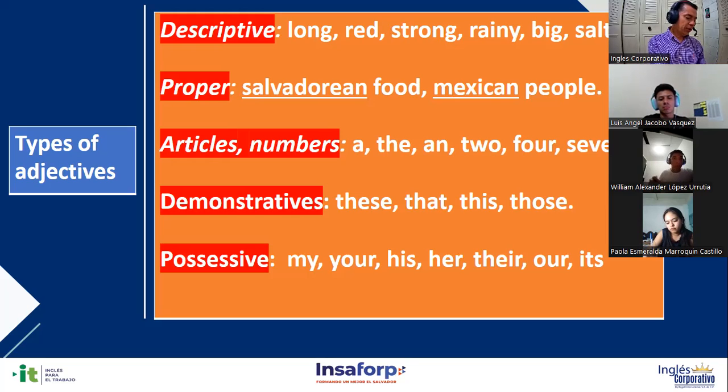Permítame, por aquí tenemos ya Wilson y Dayana, que tiene un poquito de problema con el internet. Okay.